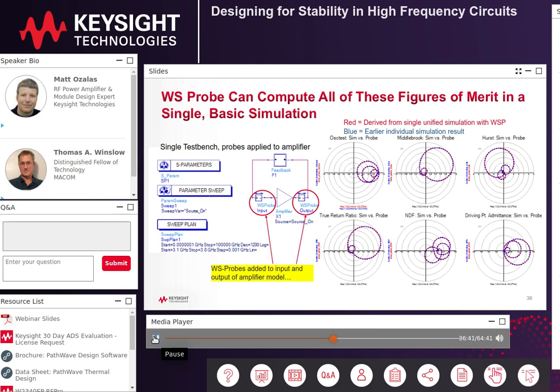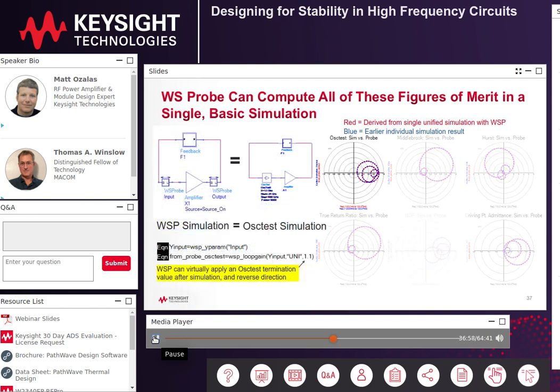What I'm showing on the right is a comparison between the results. The probe data is red, and the earlier simulation data that I did before was blue. And the results you can see here agree almost perfectly. So I wanted to look at this a little bit more closely.